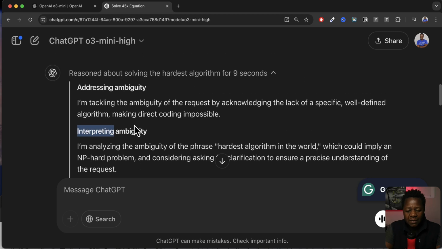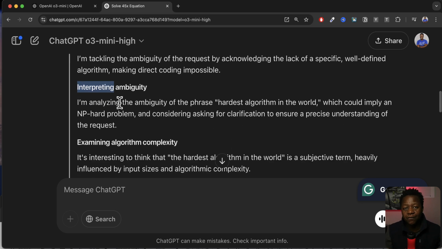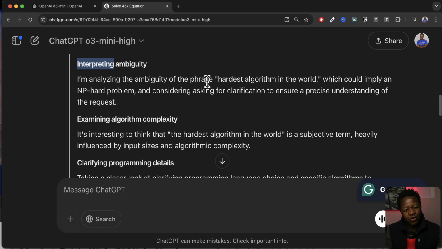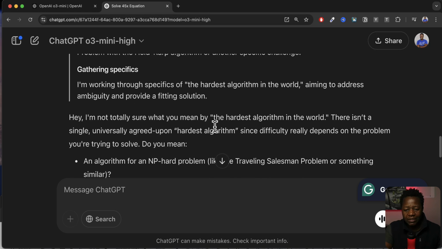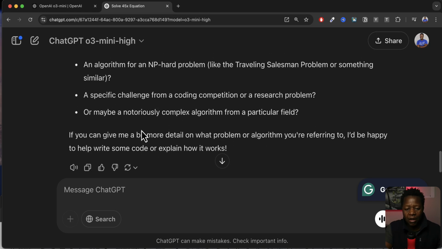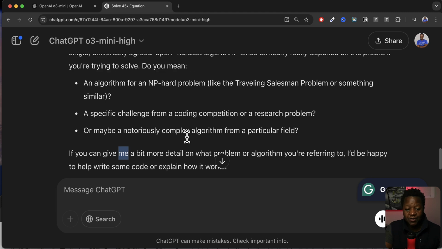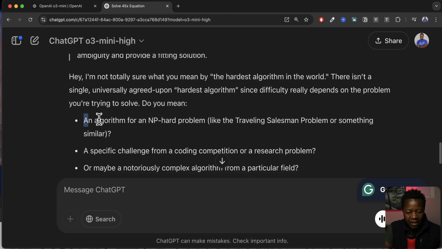So this probably wasn't the best example, but I like the fact that it goes through the process of looking at the question itself and starts reasoning. Say, okay, this is a good question. It's not really, but I will go with it and see what happens. Okay. Because you can see here the phrase "hardest algorithm in the world," which could imply an NP-hard problem, and consider asking for clarification. So it may ask me for more clarifications. Okay, right, it did that exactly.